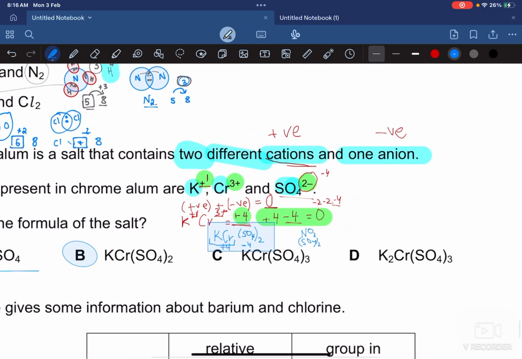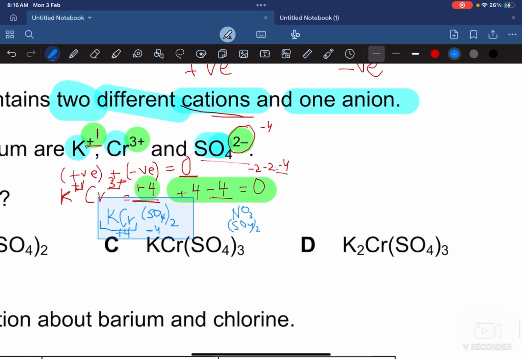Okay, let's view option C and D as well. Option C is absolutely wrong because this part is +4 and, look, 1 sulfate is -2, and here if you're taking 3 sulfates, that's going to be -6. So that's not balanced. We need a -4. This is wrong.